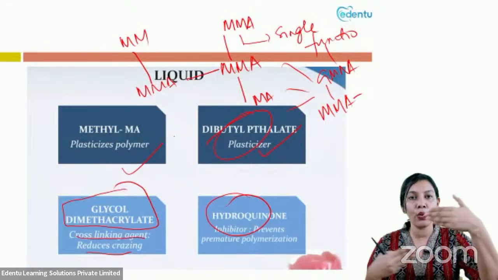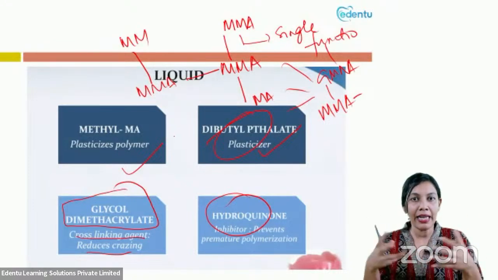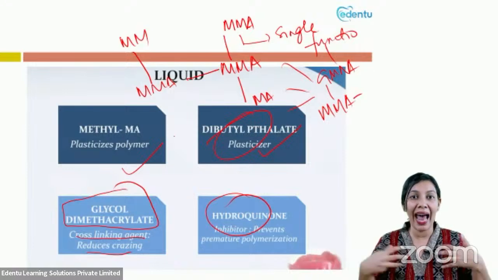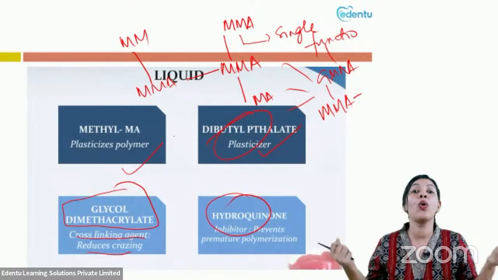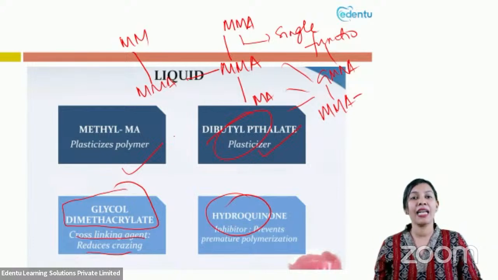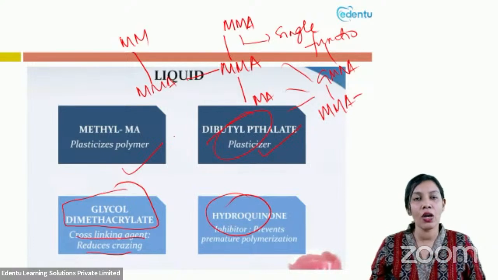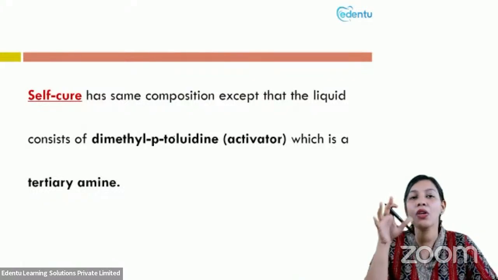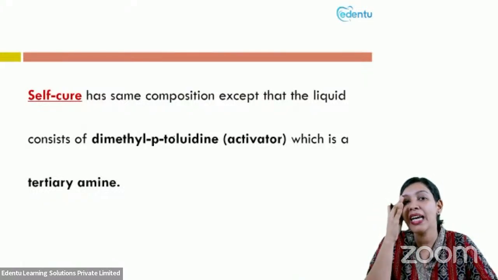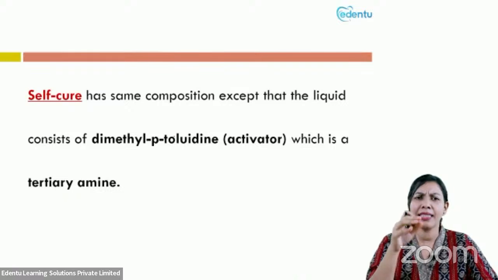Rather than the MMAs going and connecting to itself, there is a cross-linking agent, or a hand, in between them to hold all the MMAs. Also, it helps in reducing the craze lines or the fracture lines, making that more of a strengthened product. So that was all about the important things in heat cure acrylic. Next is self-cure acrylic.